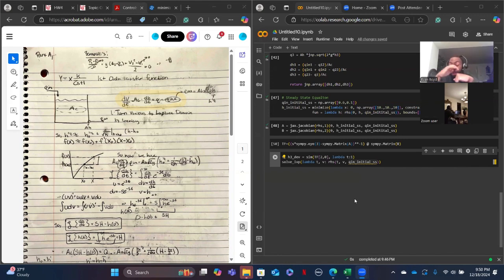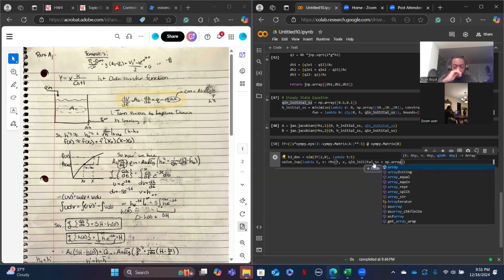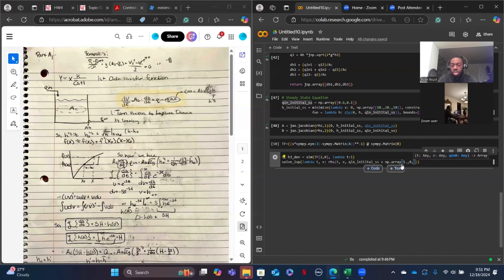Okay, so now we're continuing with solve IVP. So we have lambda. Did I spell this wrong again? I'm just going to copy and paste because I keep spelling this wrong. And then we'll also be adding an array, which will be representing our first two tanks, initial flows for our solve IVP, 1 and 0.